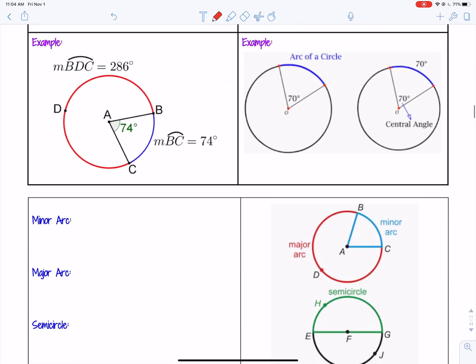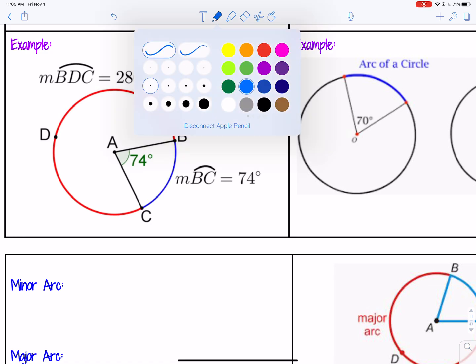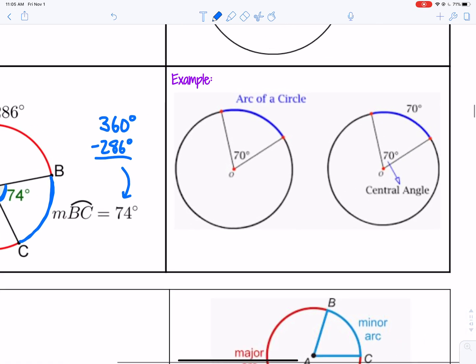So for this first example, it says the measure of arc BDC is 286 degrees. Therefore, we would know the measure of arc BC is 74 degrees because 360 degrees, which is our whole circle, minus 286 degrees gives us the remaining 74 degrees. And then if we know that the central angle is 74 degrees, we know that the arc that it intercepts would be the same degree.